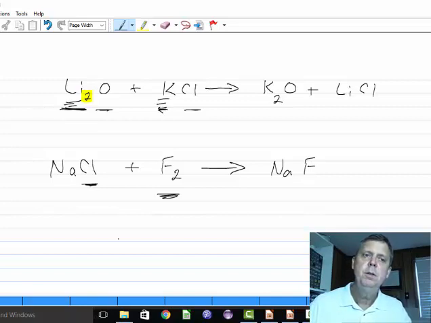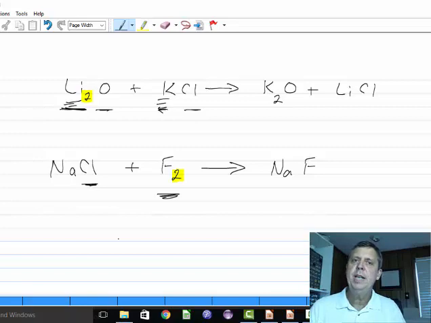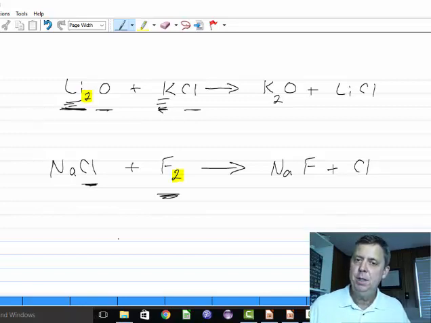Again, don't carry over this Roman or this subscript. F2, that's because fluorine is a diatomic element. But when it forms an ion, it splits apart to form 2 -1 ions. So sodium's +1 ion, fluoride's -1 ion, so we get NaF. Plus the element that's formed, chlorine will form, elemental chlorine, and again, this is a diatomic element, so we get Cl2 being formed.